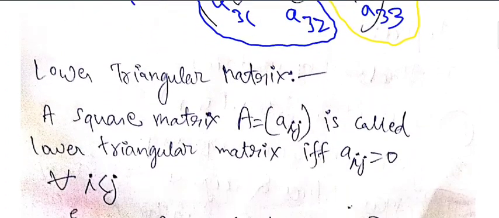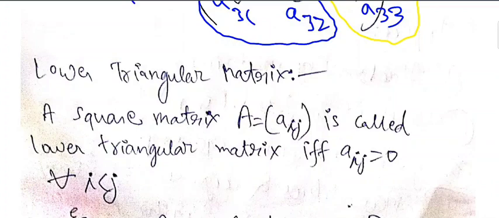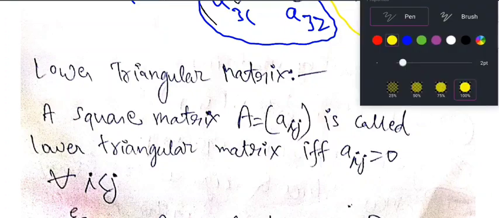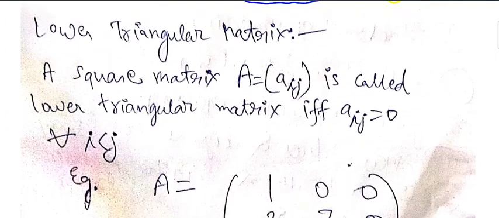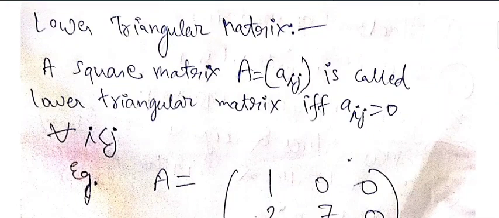Now similarly, the lower triangular matrix, a square matrix A equal to Aij: just make the definition opposite. Instead of i greater than j, you make i smaller than j. So you make it like that. A square matrix A equal to Aij is called a lower triangular matrix if and only if Aij equal to 0 for all i smaller than j.